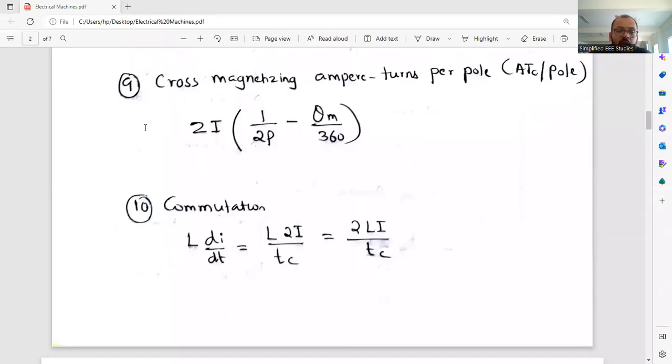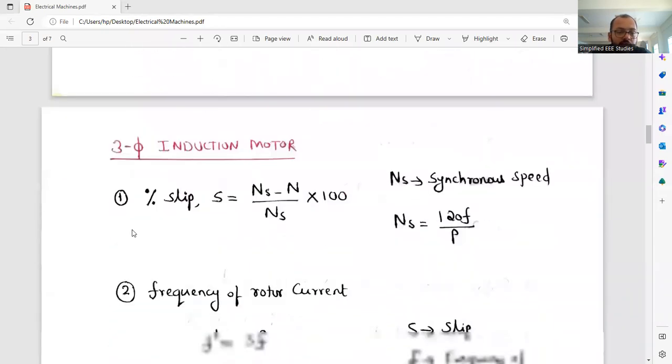So another formula I would like to mention to you is for commutation. So in the commutation, you can remember this formula. That is VL is equal to L into di by dt. Okay, that is L into 2I by TC, where TC is known as commutating period, or you can write 2LI by TC. So this formula is also very, very important. So if you are planning for writing GATE examination, these kind of points are very important.